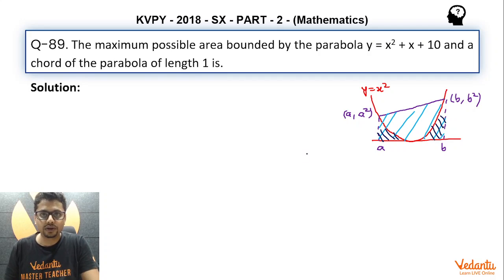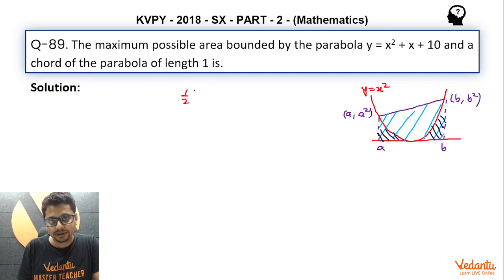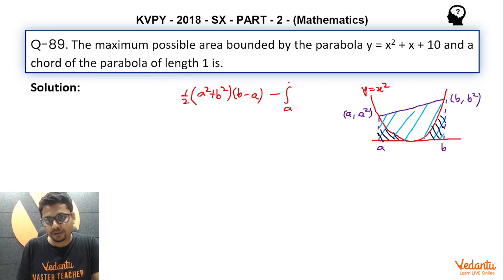So what would it turn out to be? It would turn out to be the area of this trapezium minus the area under this parabola above the x-axis as x varies from a to b. So this essentially becomes half times the sum of parallel sides, a square plus b square, times the height, so to speak. So it becomes b minus a, minus the integral from a to b of x square dx.